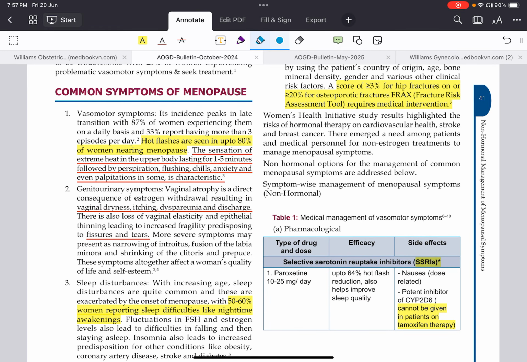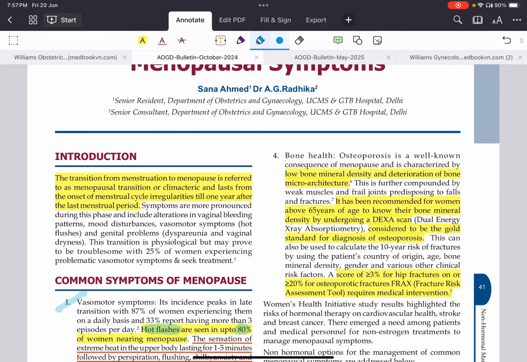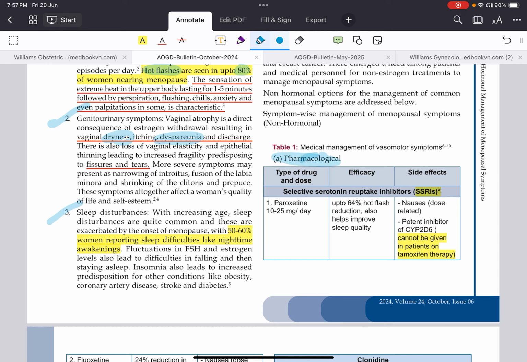What are the common symptoms of menopause? Vasomotor symptoms, that is hot flushes, 80%. Genitourinary syndrome, like dryness, dyspareunia, and discharge. Sleep disturbances are seen. Bone health is affected. For pharmacological management, paroxetine can be given. I remember paroxetine as Parvati Devi. She is coming at the correct time to decrease the hot flushes for the ladies who are suffering. How much will she give? 10 to 25, minimum only. Minimum dose is enough.